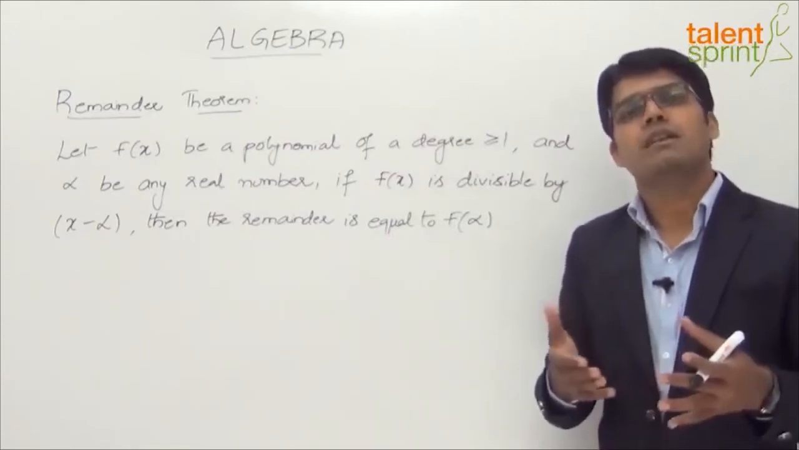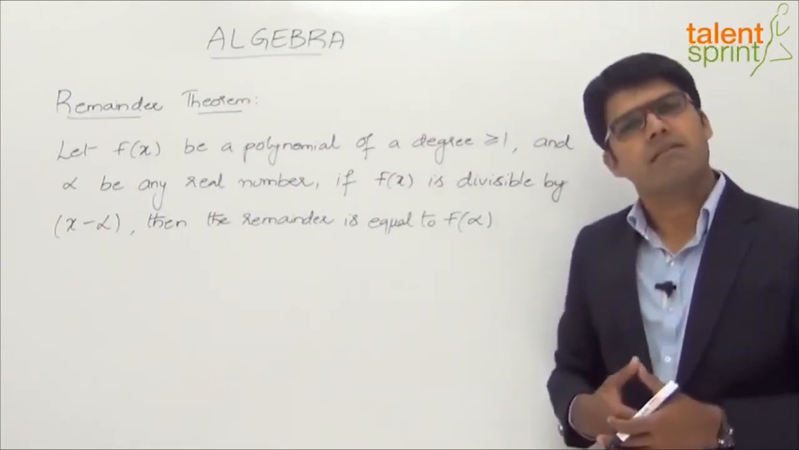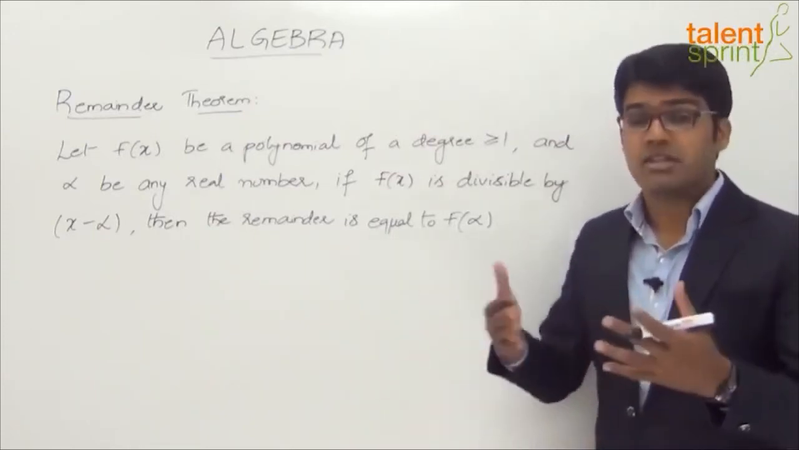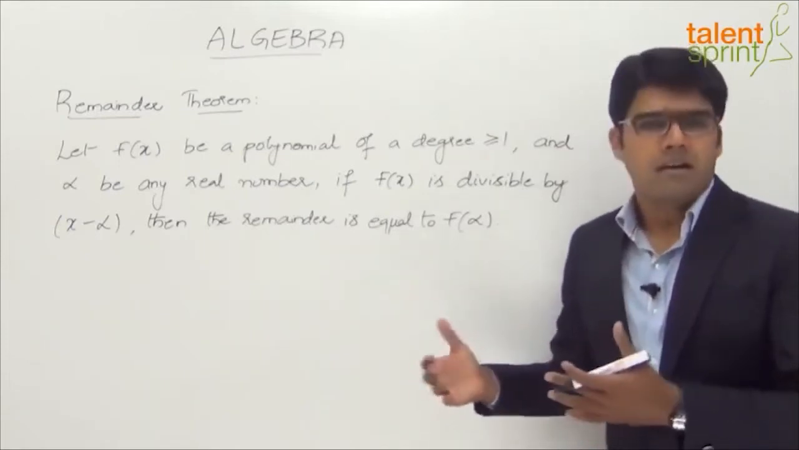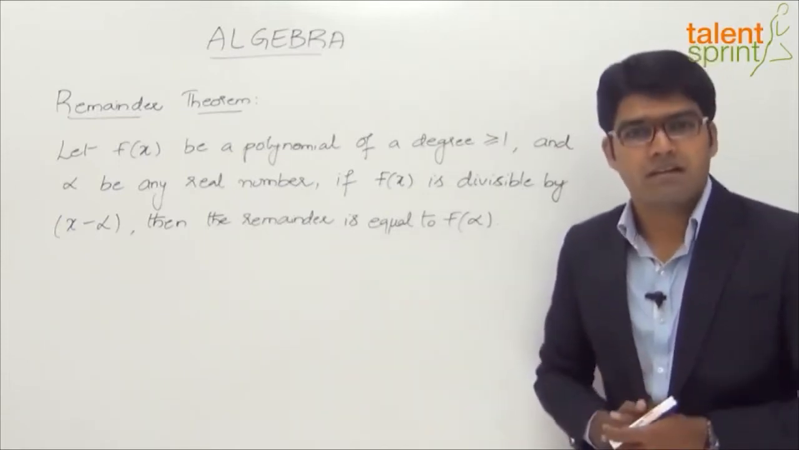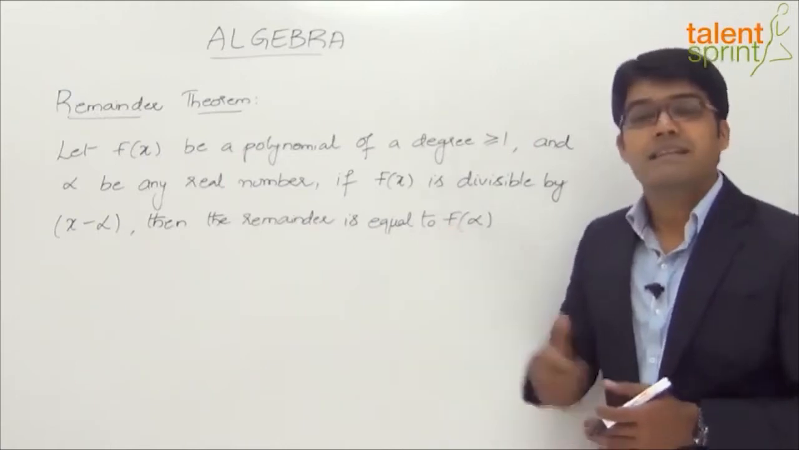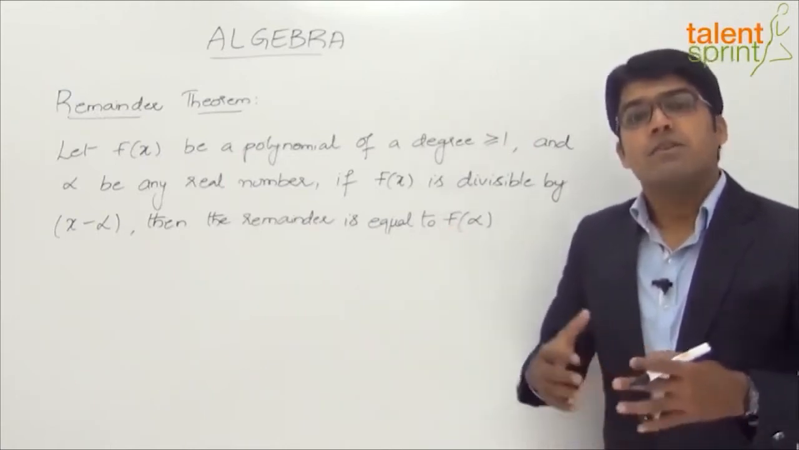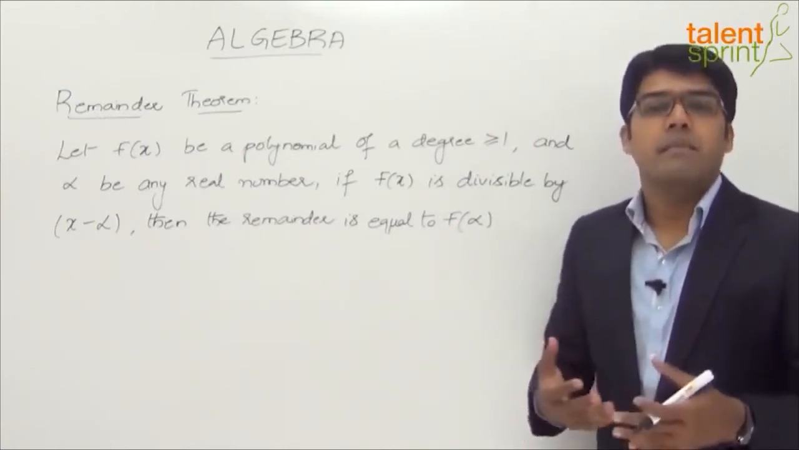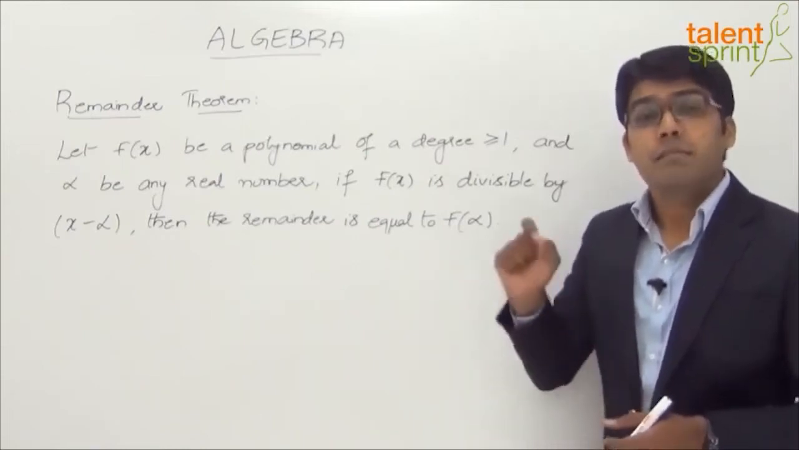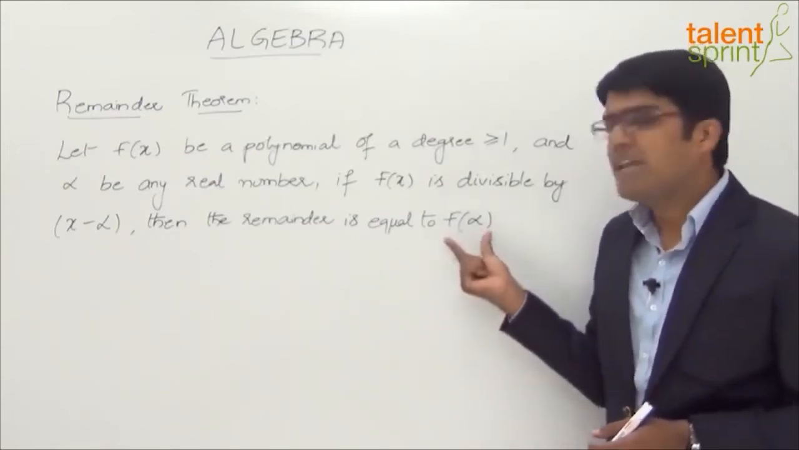This polynomial, when we divide by x minus alpha, we know that we get some remainder, which can be verified using the division method that we have seen earlier. But the remainder theorem states that instead of doing the long division to find out the remainder, we can directly say that the remainder of that division is going to be f of alpha.